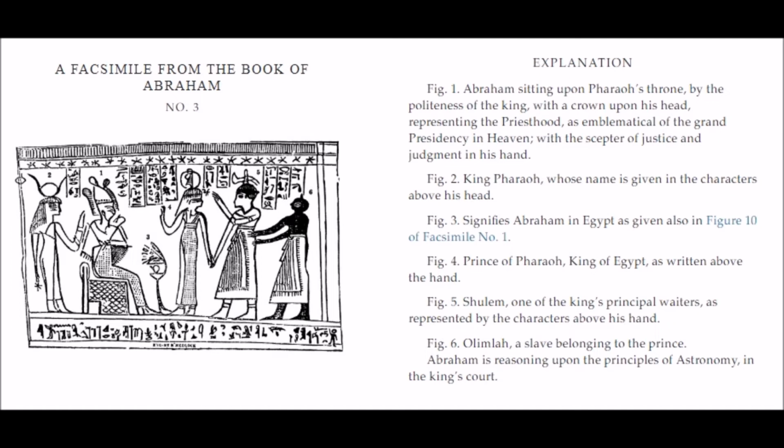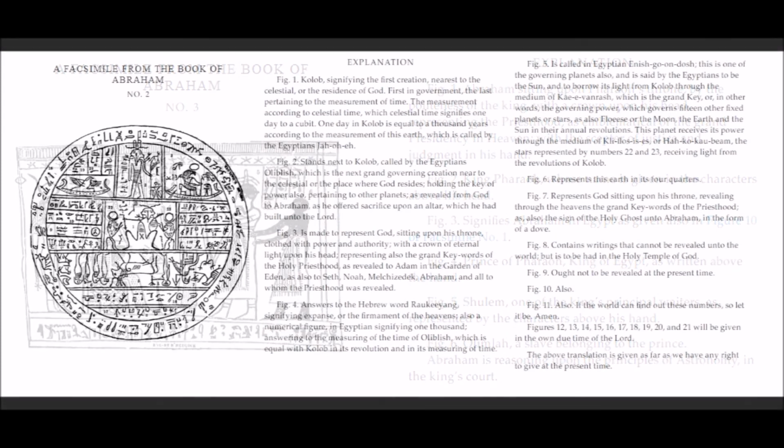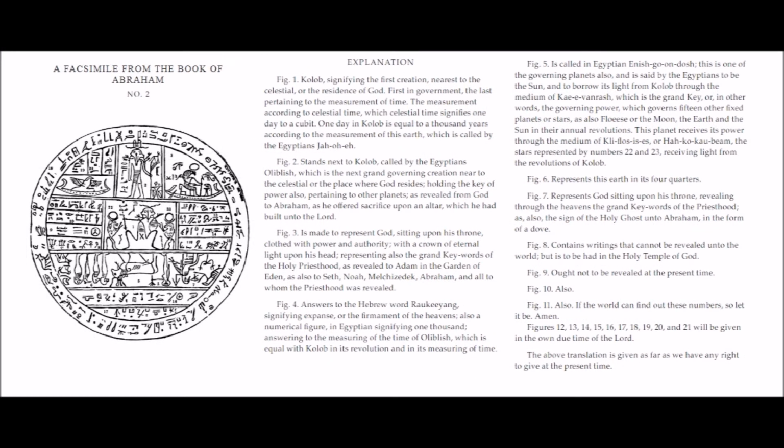Joseph Smith claims that this figure 7, as it's numbered, represents God sitting upon his throne. Well, in Egyptian mythology, this is actually the god of fertility, Min. Now, when you think god of fertility, you think there's got to be certain parts involved in this. And here's what's interesting about this.